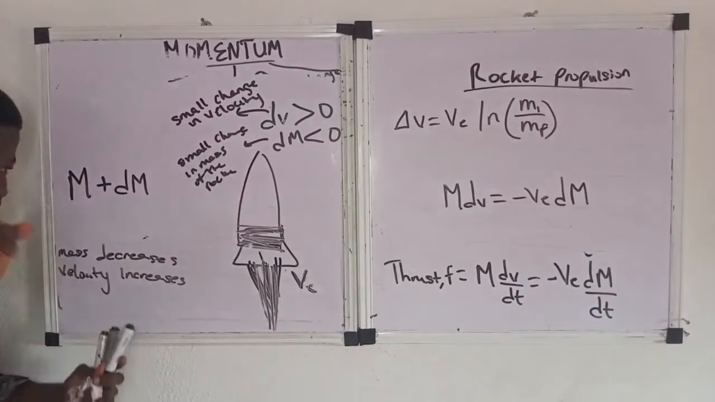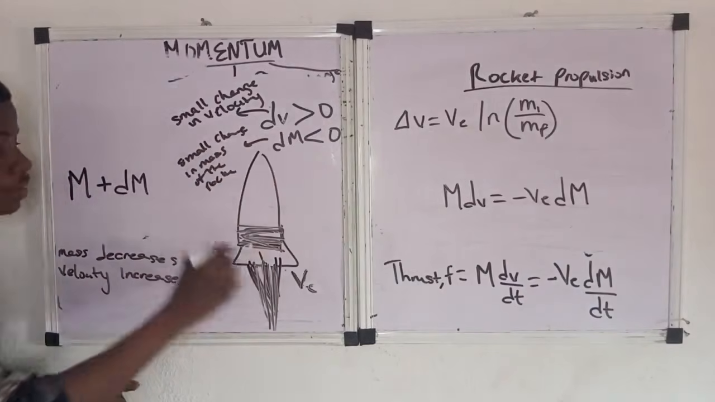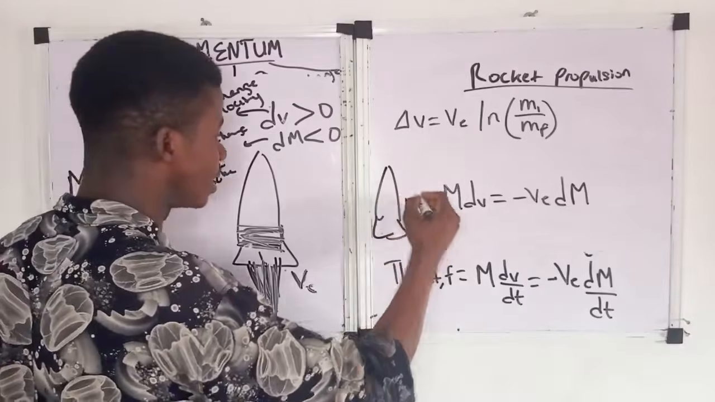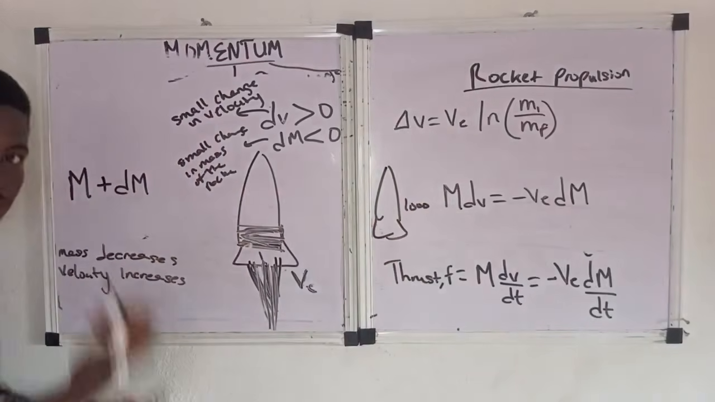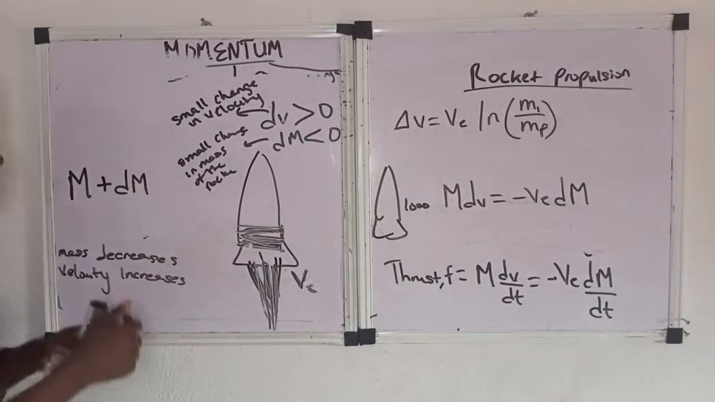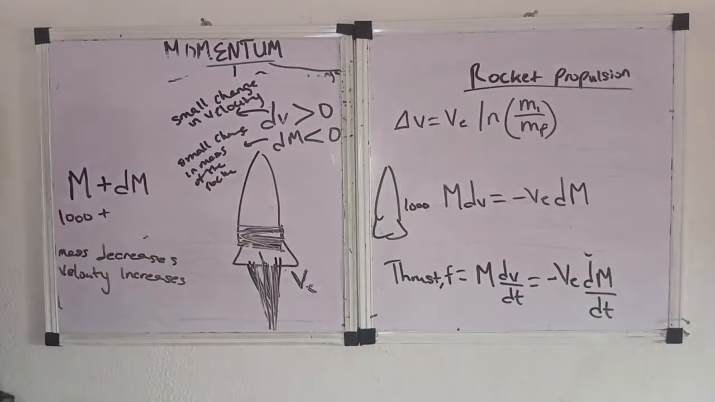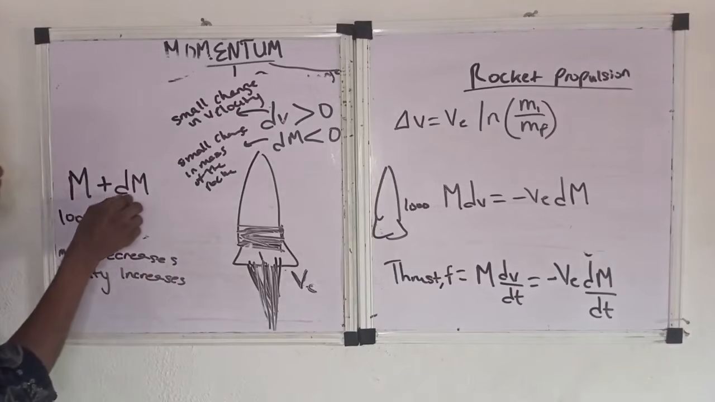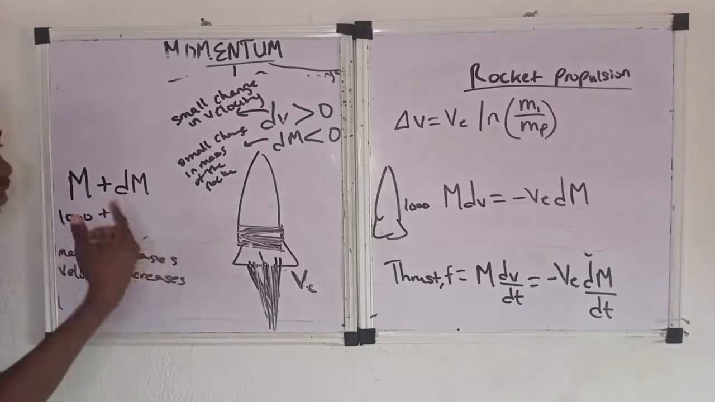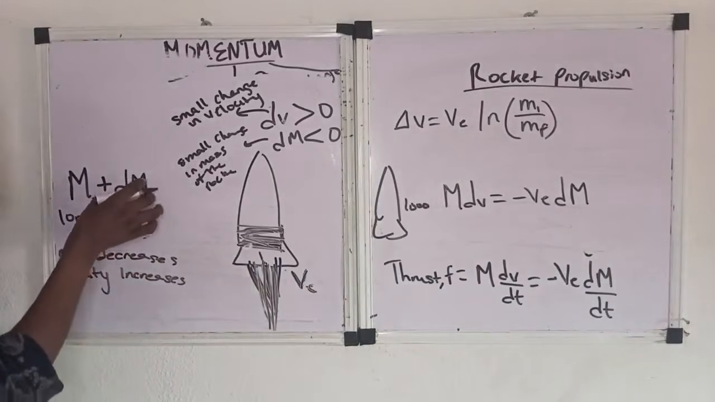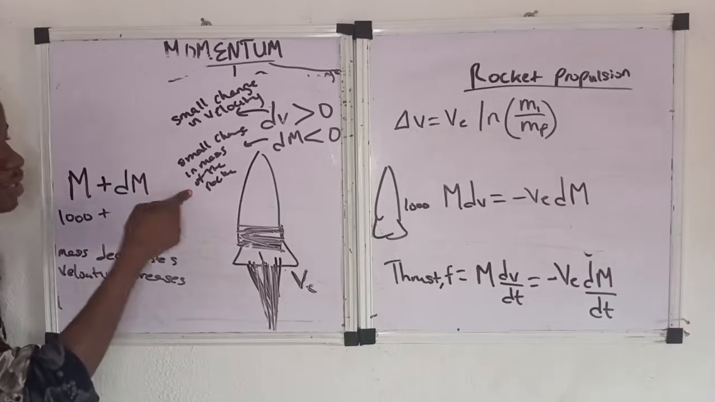Now just imagine. Initially, before we launch the rocket, the mass of the rocket, let's say, is 1,000, right? Before we launch the rocket, the mass of the rocket plus the fuel itself is 1,000, let's say, for example. Now, when we start launching the rocket, this dm is what? A small change in the mass of the rocket.